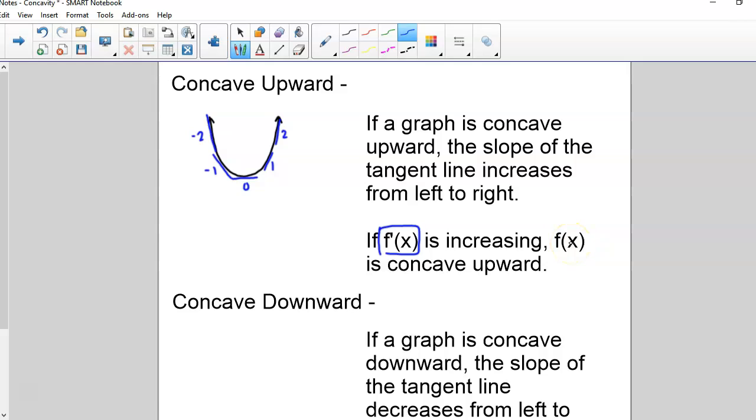Now, if we want to know if something's increasing or decreasing, we look at its derivative, right? So we can have a function that's concave up and still decreasing. But the derivative of the derivative has to be positive, has to be increasing. So if f prime of x is increasing, f of x is concave upward. So if your derivative is increasing, then the original function is concave upward.